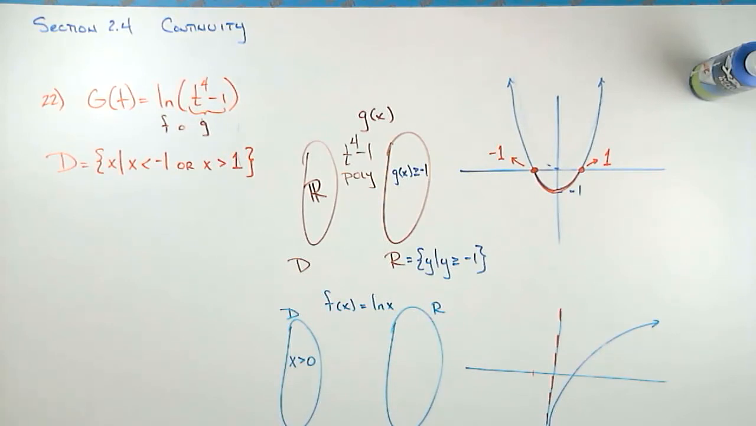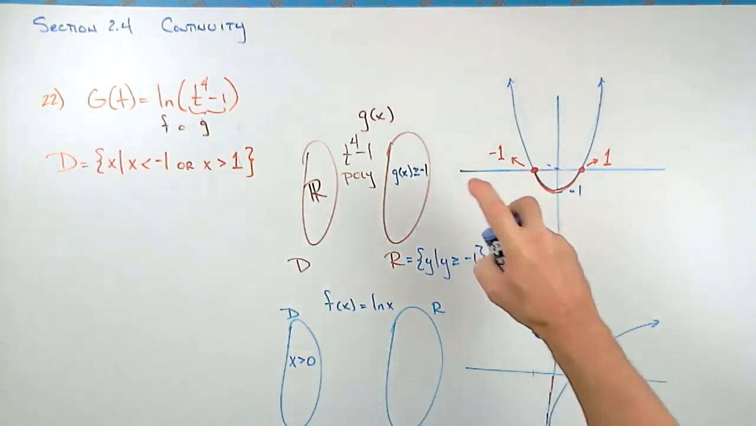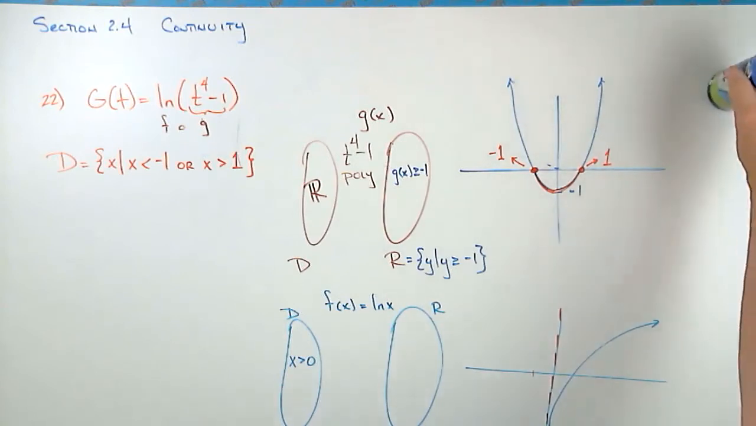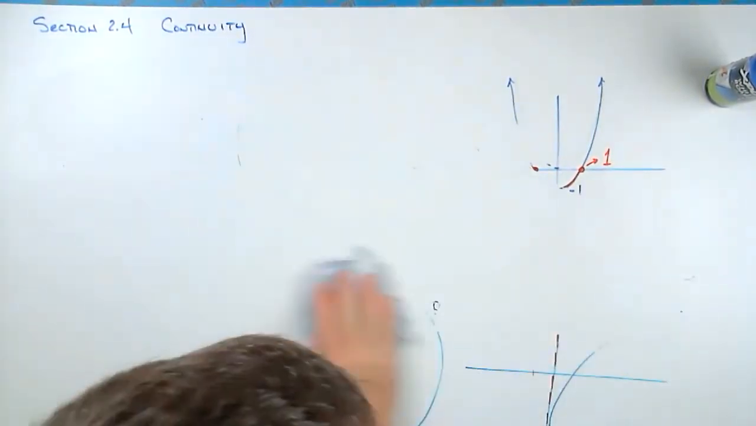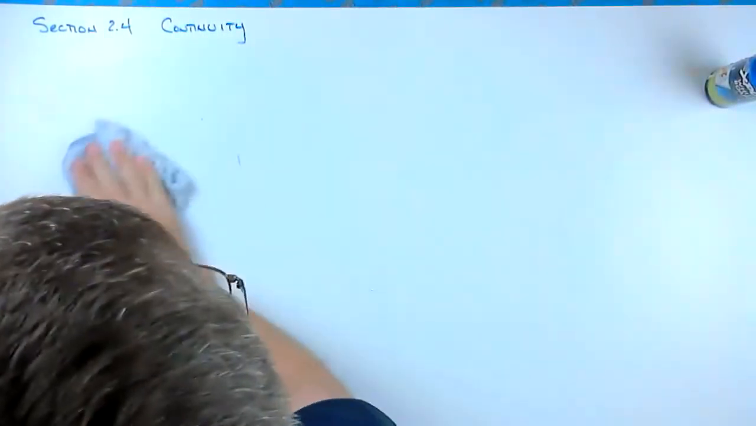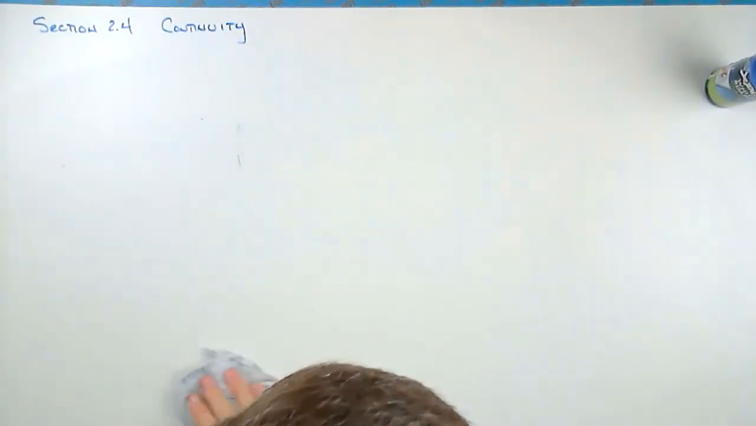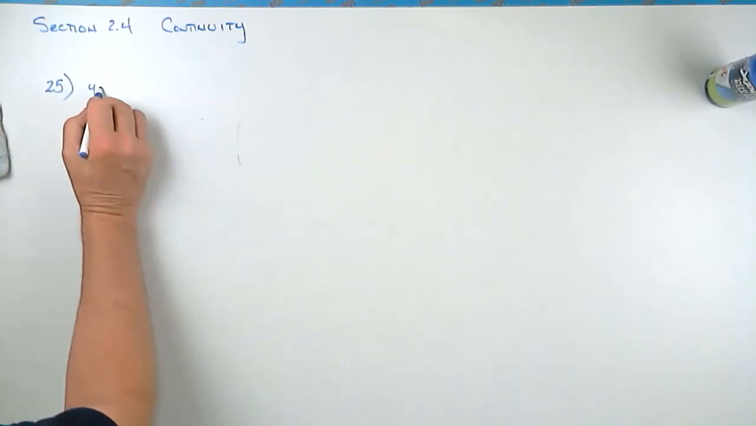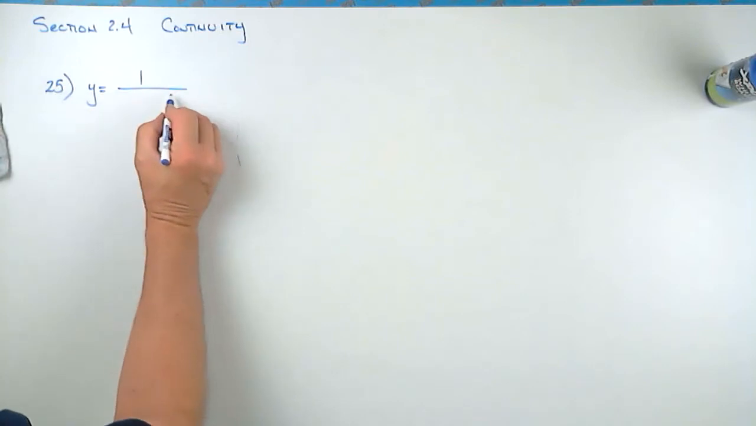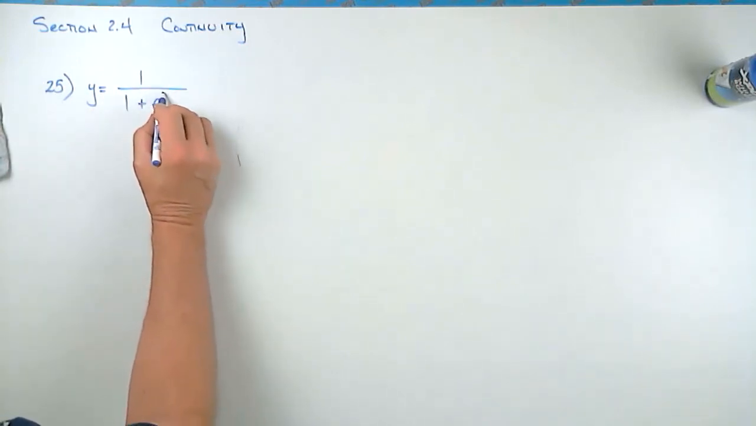What about 25? Let's take a look at that. 25 says locate the discontinuities of the function and illustrate by graphing. Again, drawing the graph in the beginning is often way easier than trying to draw the graph at the end in a calculus class. We should always think about starting with the graph.